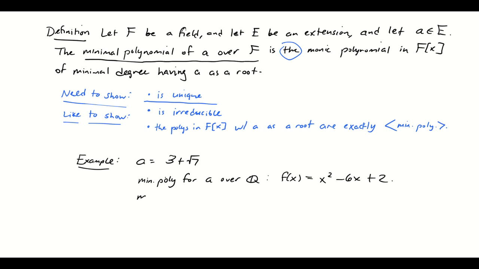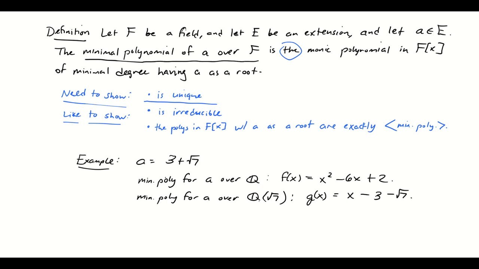Okay, but the minimal polynomial for a over a different field, let's say over Q adjoin root 7, well, that's going to be a different polynomial. That would be g of x equals, I think we can get a linear for this. It would be x minus 3 minus root 7. That polynomial exists over Q adjoin root 7, so it's linear. And you're never going to do better than linear for a minimal polynomial because, well, non-zero constant polynomials don't have roots. So these are quite different situations here.